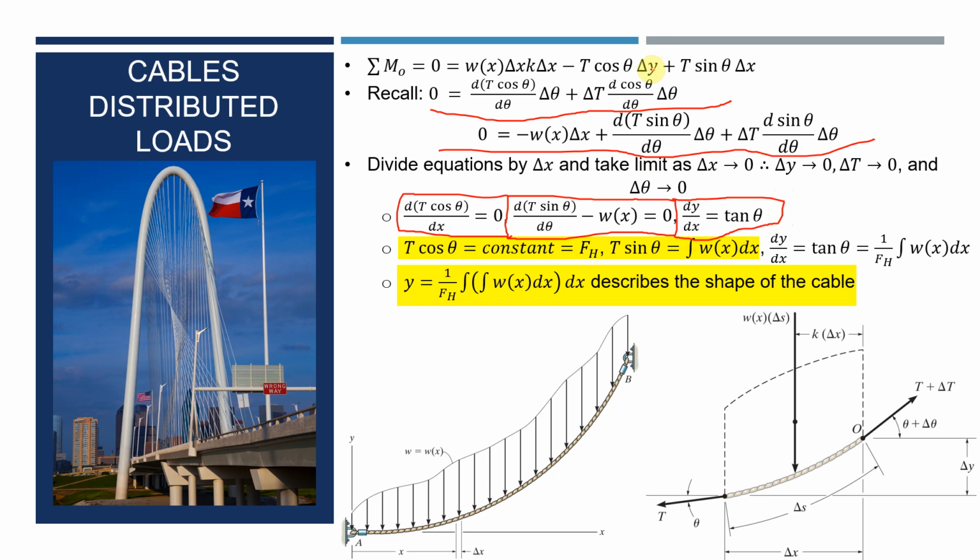Here's delta y. We're going to divide by delta x. And because you have two deltas in here, and you take the limit as they go to 0, you're just going to have 0. So this term won't count in the moment equation, which is right here. Integrating, F_H represents the horizontal force. This is the vertical forces, and then we can also make a substitution. Tangent of theta: T sine theta is this, T cosine theta is F_H, so we can divide the two to get the tangent of theta and get an expression for y. So this describes the shape of the cable.